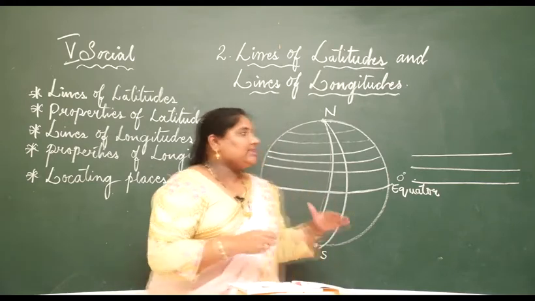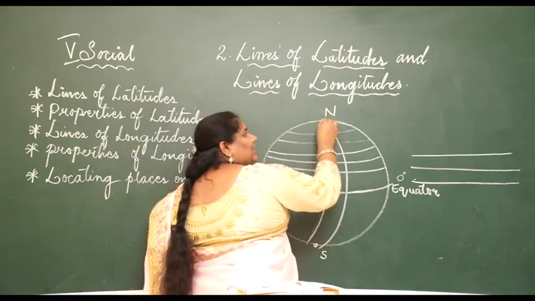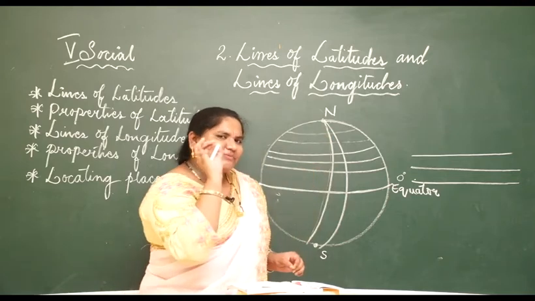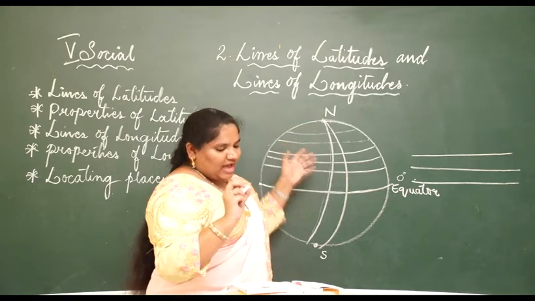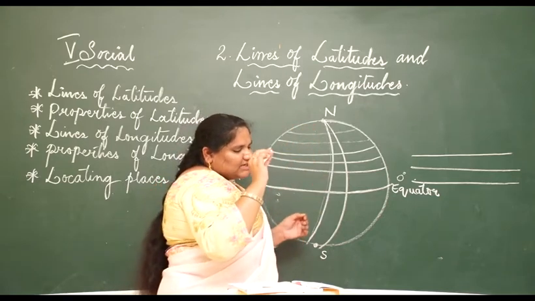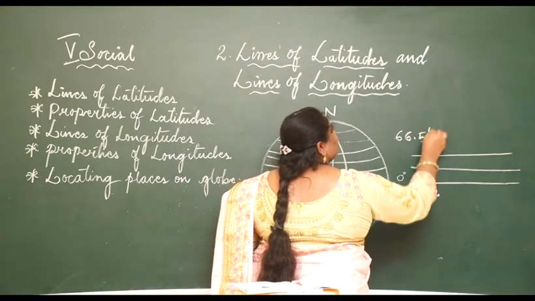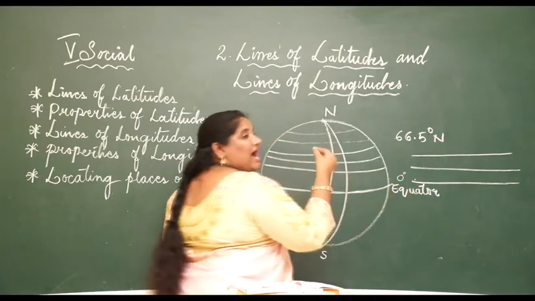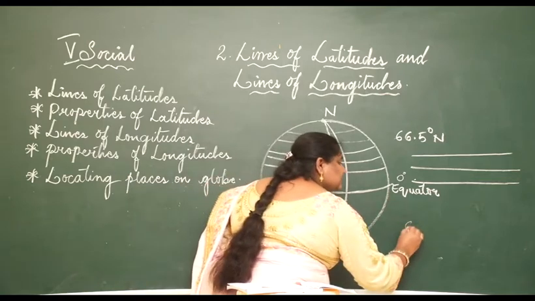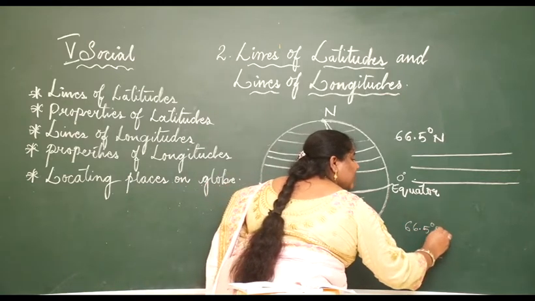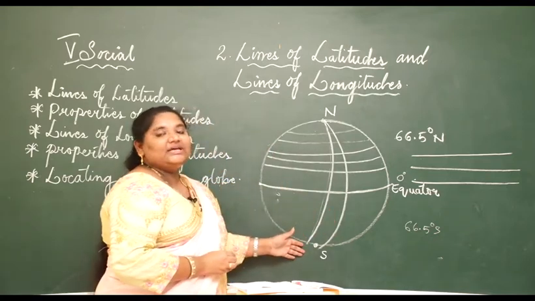What are they? In the northern hemisphere, we have the North Pole, which is merely like a point. We cannot see it. It is represented like a point. That is called the North Pole. And we have the Arctic Circle, which is at 66.5 degrees north. That is called the Arctic Circle in the northern hemisphere. And the same 66.5 degrees south is called the Antarctic Circle, which is in the southern hemisphere.